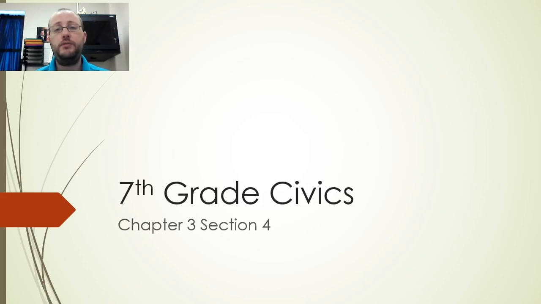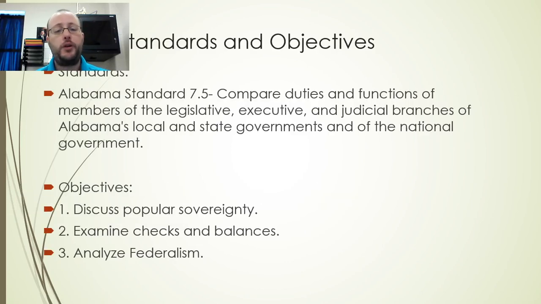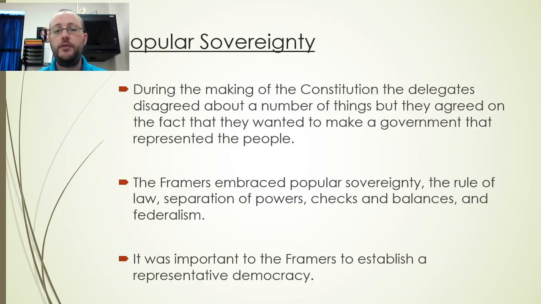So now we're done with section 4 of chapter 3. We're going to discuss popular sovereignty, examine checks and balances, and analyze federalism. During the making of the Constitution, delegates disagreed about a number of things, but they agreed that they wanted to make a government that represented the people. So they wanted people to have a say in things. The framers embraced popular sovereignty, the rule of law, separation of powers, checks and balances, and federalism, which are going to be the things we talk about in this section.